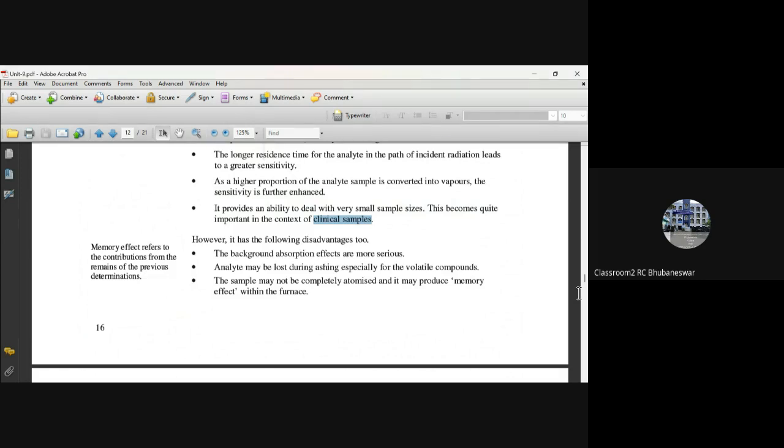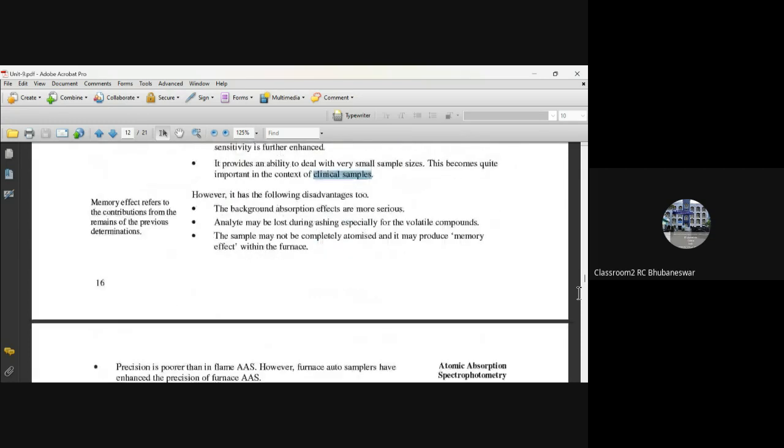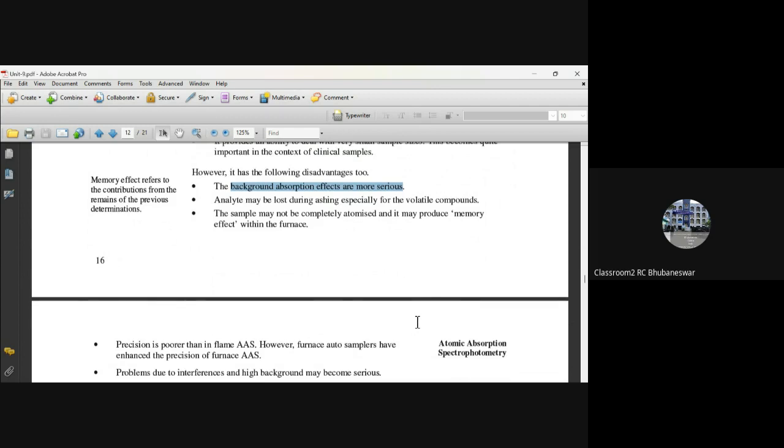Okay. So if you want to study through AAS, the atomic absorption spectroscopy method, then GFAAS is good for clinical samples. However, it also has some disadvantages. That is, the background absorption effect is a more serious problem. That is what I was discussing, how to handle it.